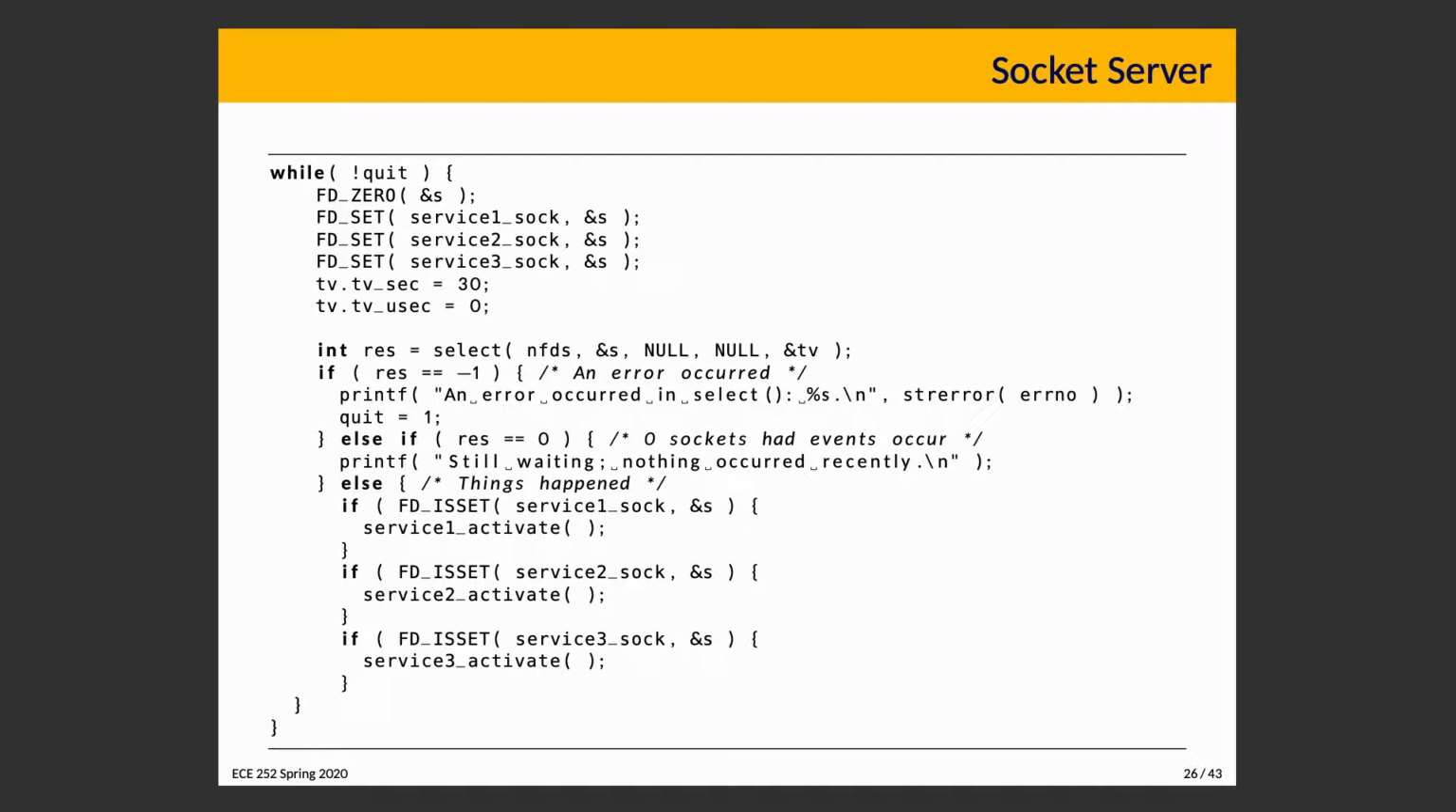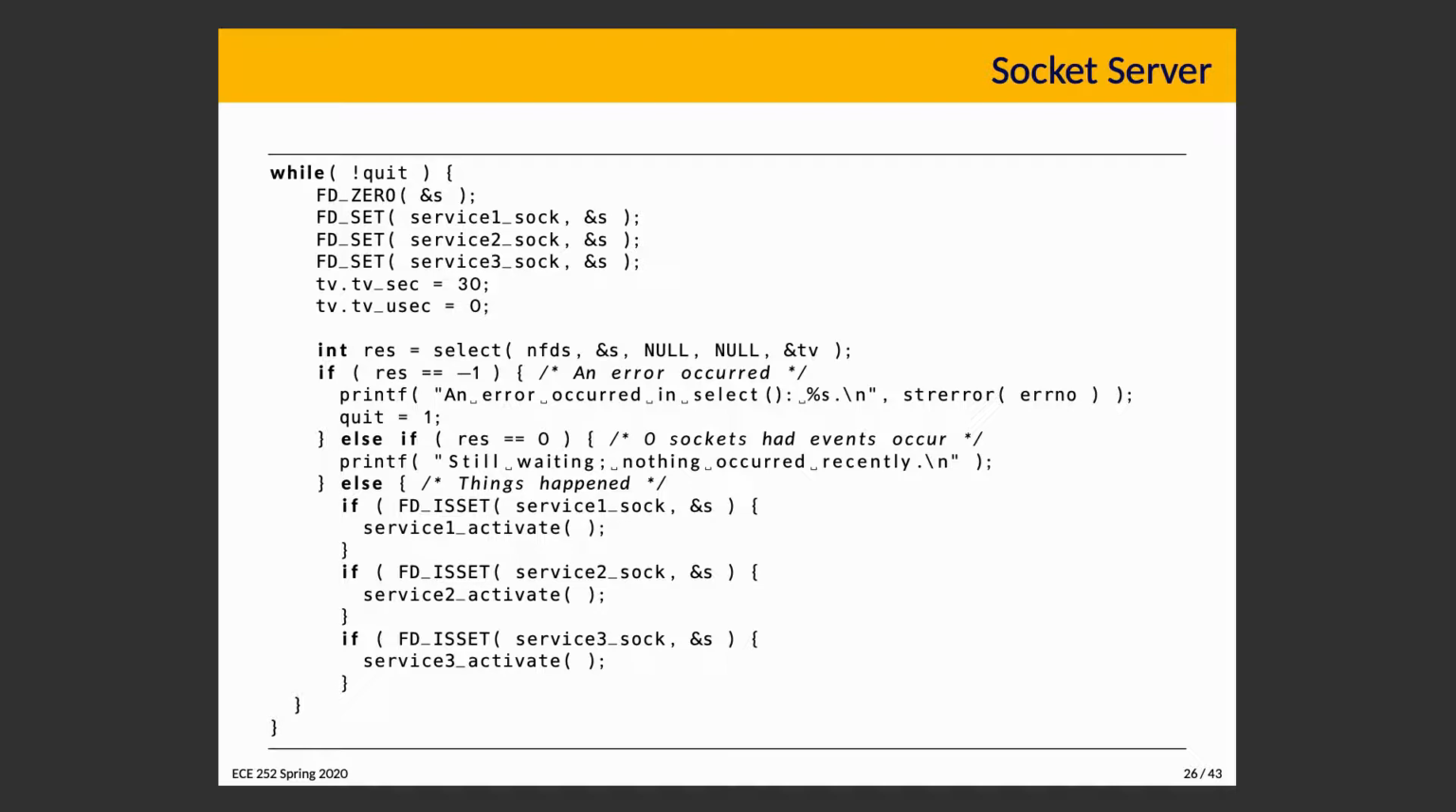So if the return value of select is -1, an error occurred in select for some reason, and we're just going to print the error as returned from errno, and we'll just quit. We'll break out of the loop. It's good to have the error handling, so we did not overlook it here.